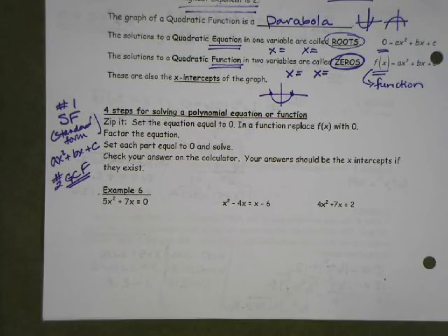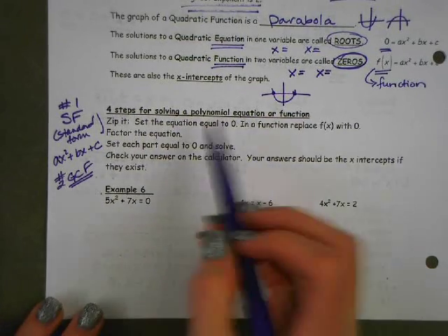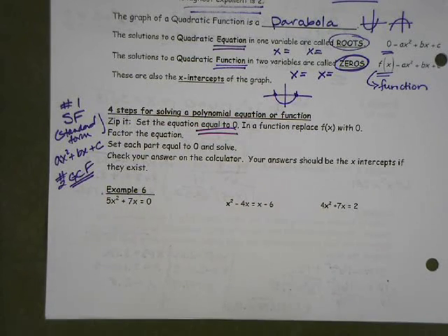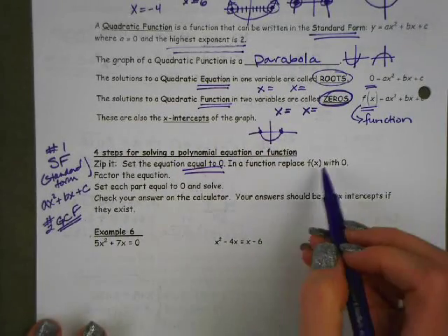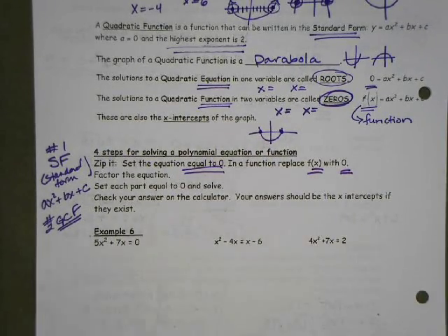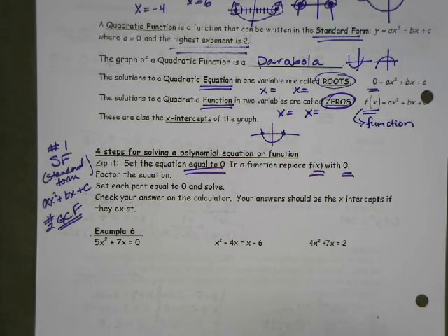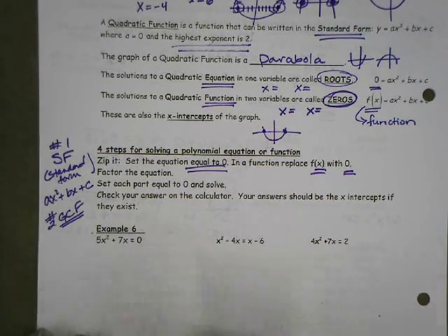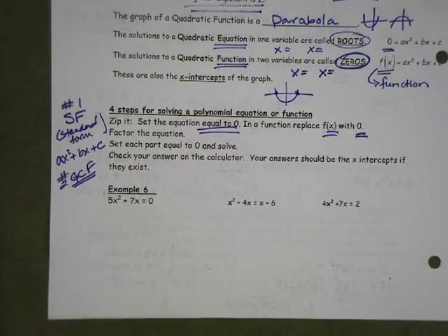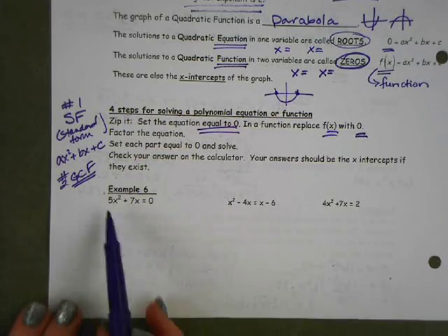Okay? All right. Then we're going to set everything equal to 0. If it's not equal to 0, we don't move forward because we're solving for those solutions. So you want to set it equal to 0. Okay? If it's f of x, you replace it with 0. So everything is always going to be equal to 0. Okay? All right. So let's look at example number 6 here. Let's just start with that and then we'll work our way down. Okay? All right.